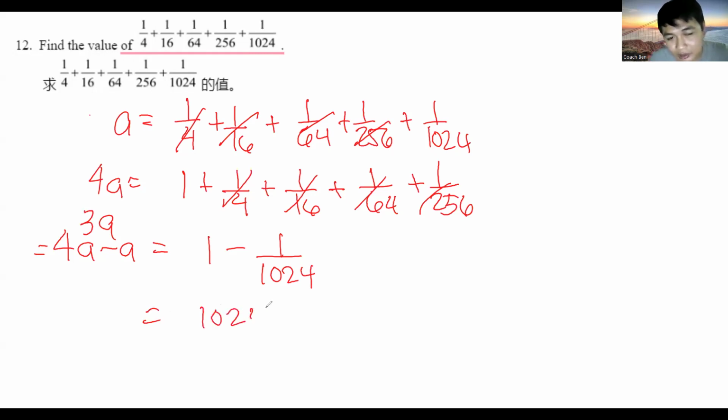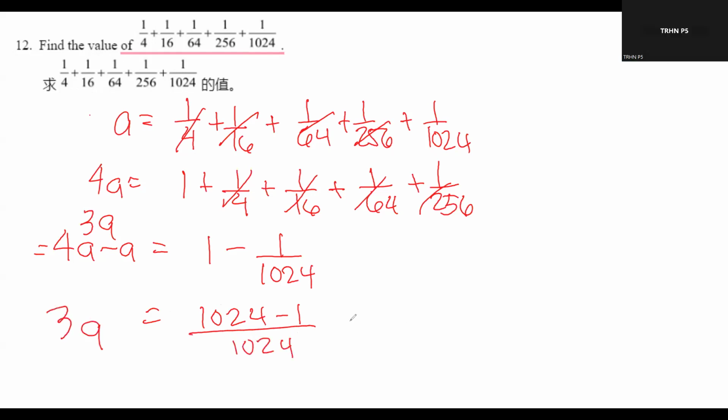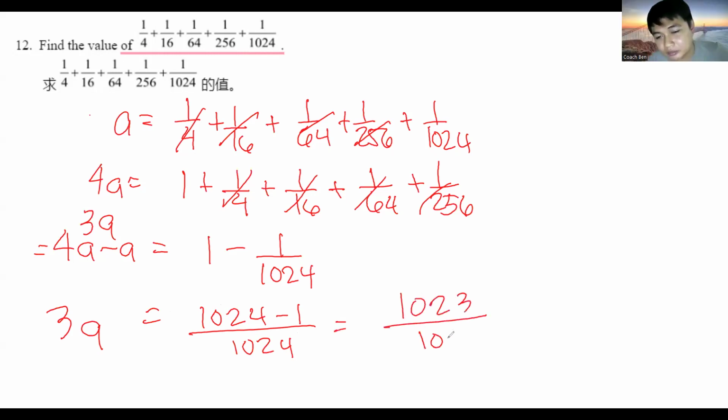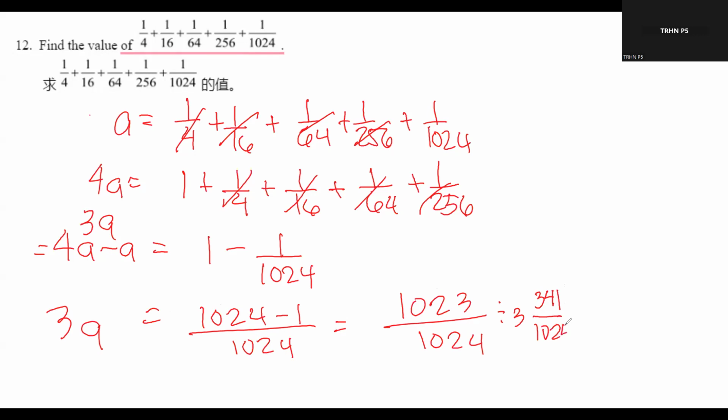So this is 1024 minus 1 over 3 is equal to 3a. 1023 divided by 3 is equal again to 3a. So we have to divide this by 3 to get 341 over 1024.